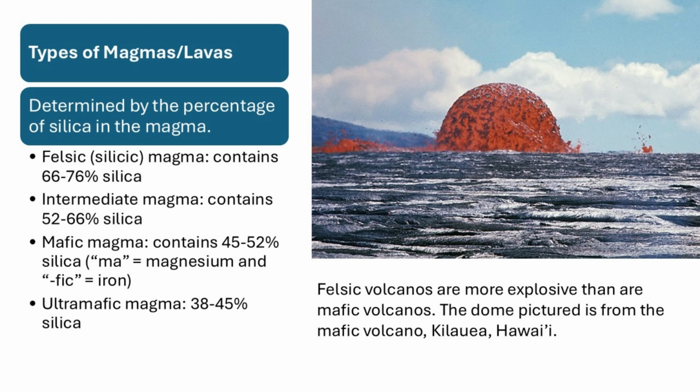And then as we reduce the amount of silica, we come to the mafic magma. So this has 45 to 52% silica. It's got a lot of magnesium and iron, and a lot of really dark minerals are common in this. And then the last type of magma is called ultramafic magma. It has the lowest amount of silica at only 38 to 45%. This typically has a lot of olivine in it as a primary mineral.